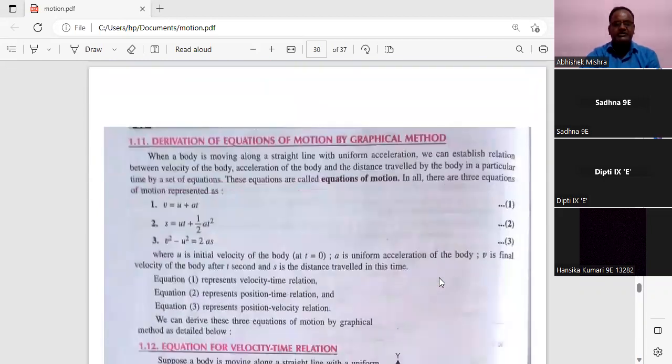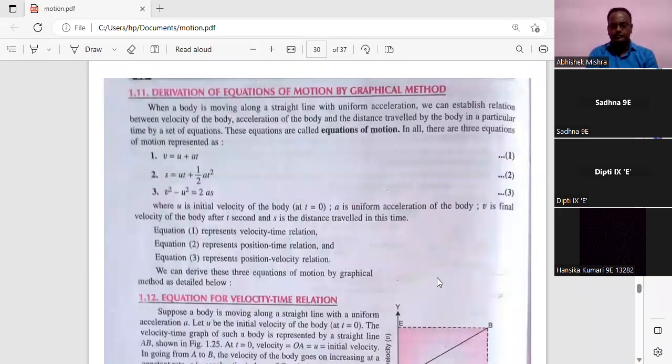After these students come the three equations of motion. Students, be very careful. The derivation of the equations of motion is not there, only the three equations are there. When a body moves in a straight line with a uniform acceleration, we can establish a relationship between the velocity of the body, the acceleration of the body, and the distance traveled by the body in a particular time by three equations. What are these?